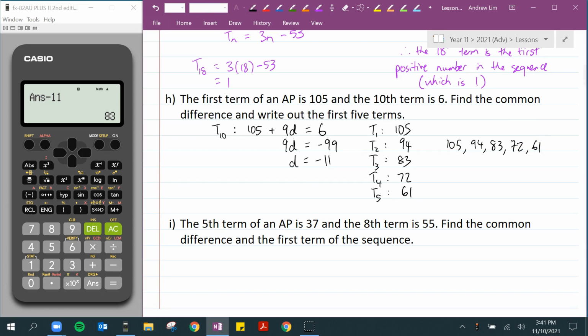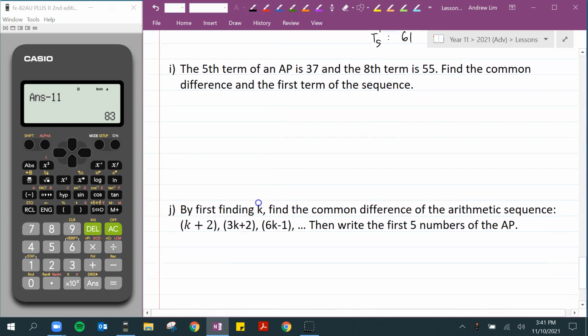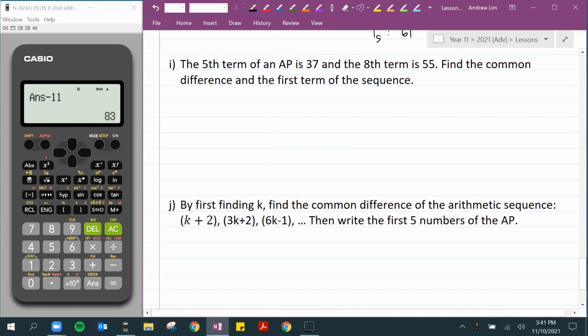Alright, and second last question. The 5th term of an AP is 37, and the 8th term is 55. Find the common difference and the first term of the sequence. So I always like to start off with the latest term, so we've got term 8.